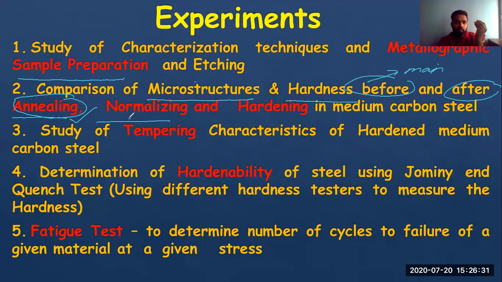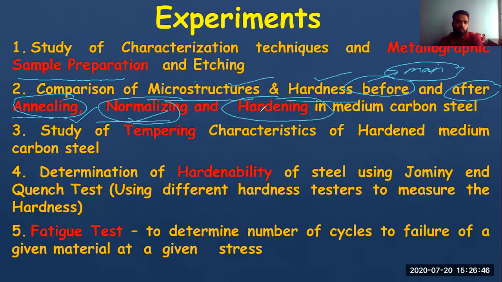Second, normalize. Normalize means air cooling. In a similar way, you prepare the sample. You compare it with this normalized sample as well as with the main sample that was there earlier, for two values: microstructure as well as hardness. Similarly, hardened was what? Hardened, we called it, was water cooled or oil quench.